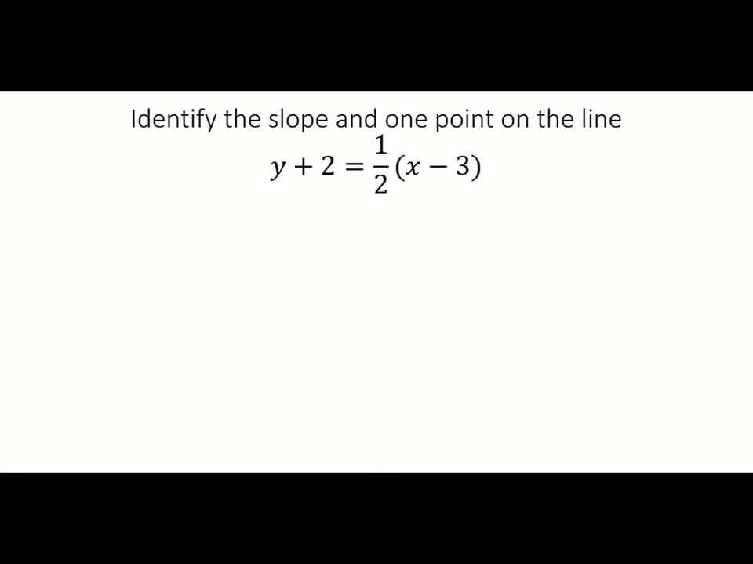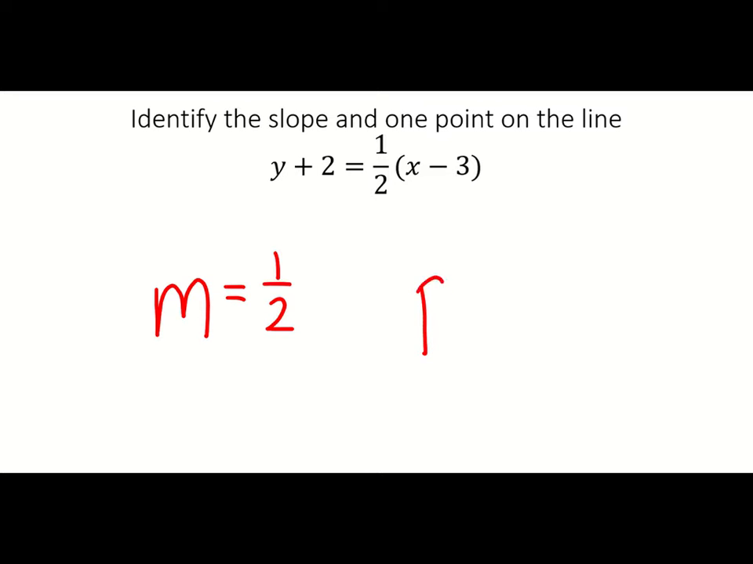So now we're going to repeat this process, but we're going to do it with a different equation. So we're going to start by identifying the slope and one point on the line, y plus 2 equals 1/2 times x minus 3. So when I start this, my slope is always the number after the equals, but in front of the parentheses. In this case, that means my slope is 1/2, because that's the number after the equals and in front of the parentheses.